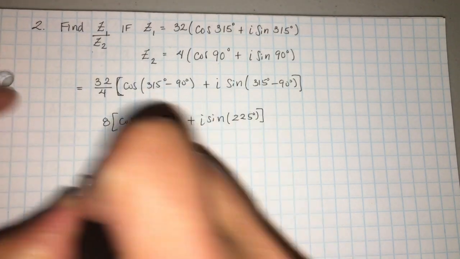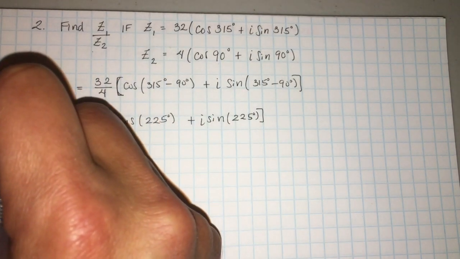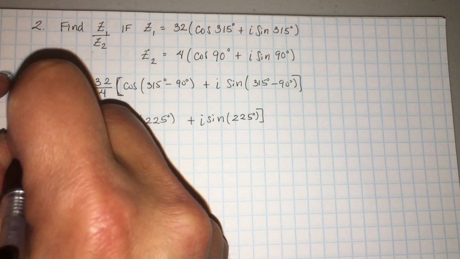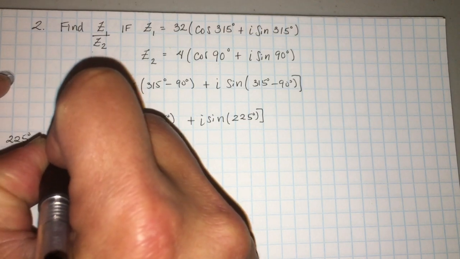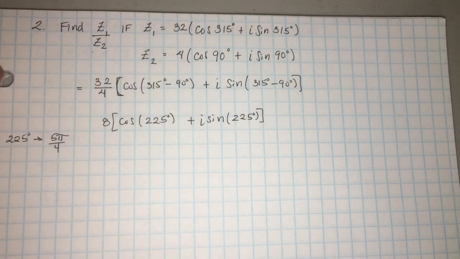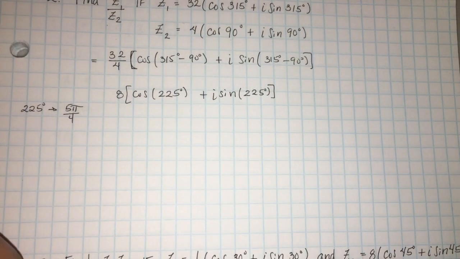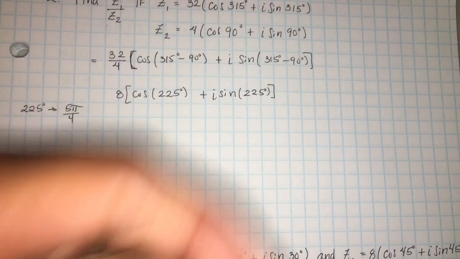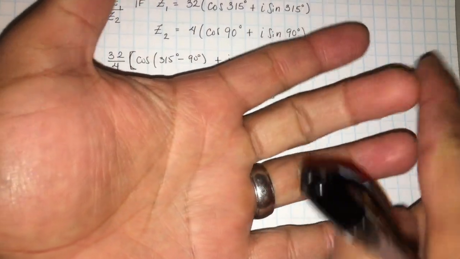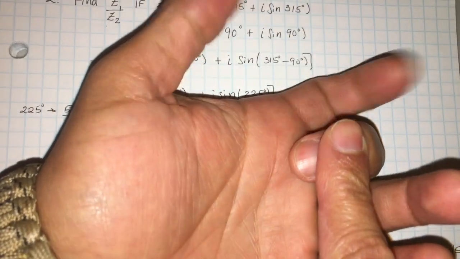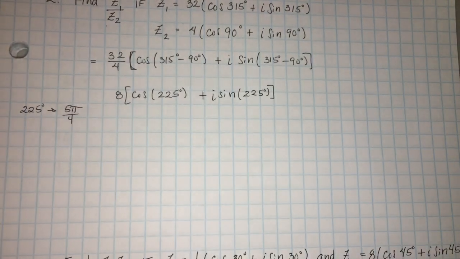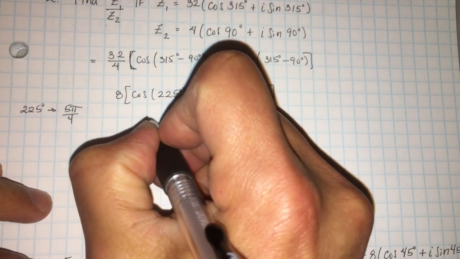That's the same thing as 5 pi over 4. Okay, so 225 degrees is the same thing as 5 pi over 4. And I like using that because I can use my hand mnemonic. So what does that become? Well, 45 degrees is right here. I need the cosine, that's 2 fingers on the top, so square root of 2 over 2. So this guy is square root of 2 over 2.